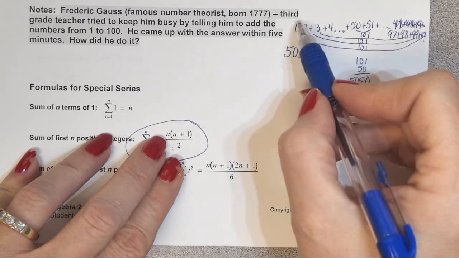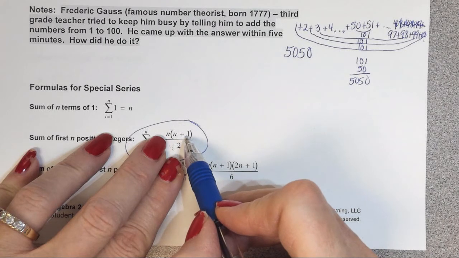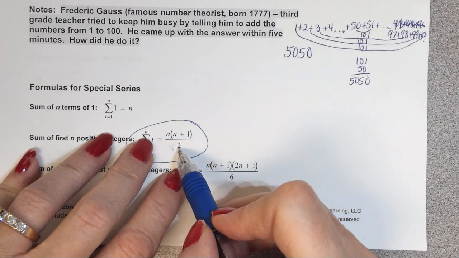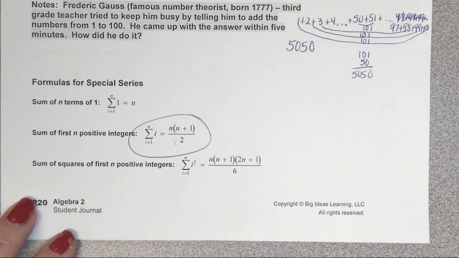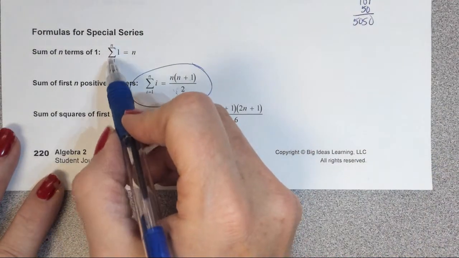He did 100 plus 1, so he did 100 plus 1, that was 101. And then how many pairs of those was he going to have? Well, he had 100 divided by 2, which was 50. So this was the formula he developed at the age of, what is that, 7 or 8 in 3rd grade? So pretty amazing stuff.